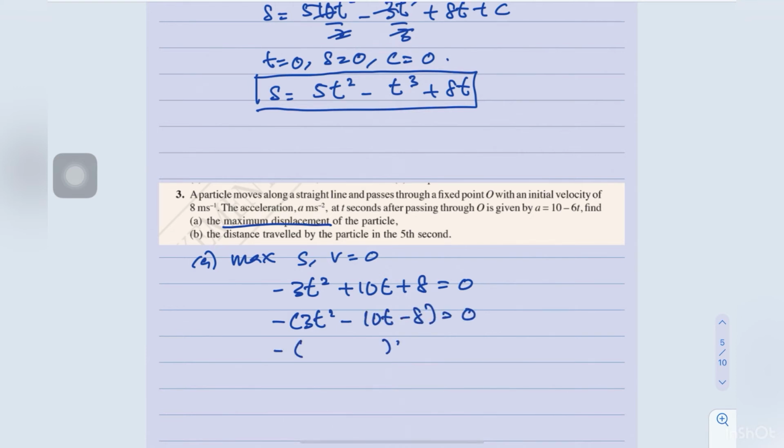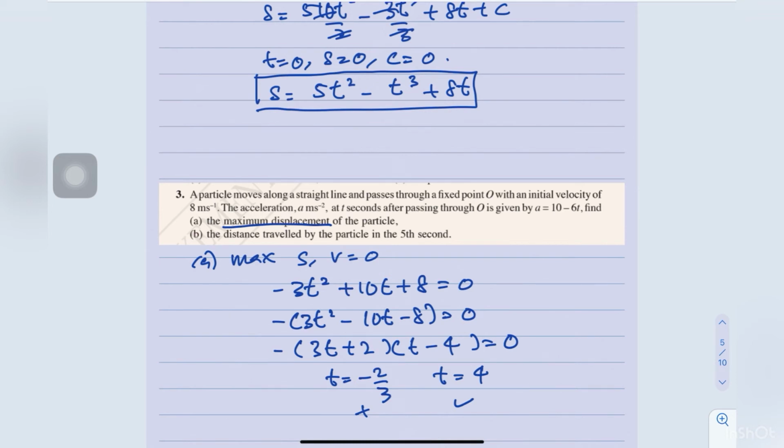Factorizing, negative (3t plus 2)(t minus 4). Then t equals negative 2 over 3, t equals 4. We choose t positive because time is always positive.